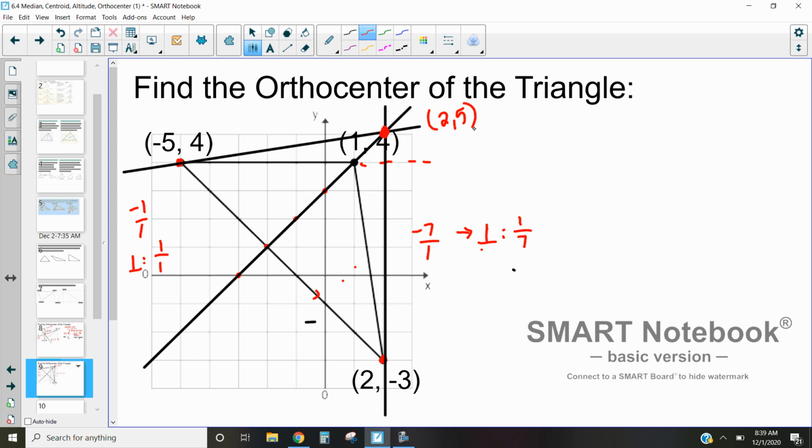Again, we're going to find the perpendicular slope to each segment, go to the opposite vertex, and then count that slope out until we can create a line that goes through the opposite segment, if possible, or the line that extends from it, all the way until it connects with those other lines. So that is how we would find the orthocenter of a triangle.